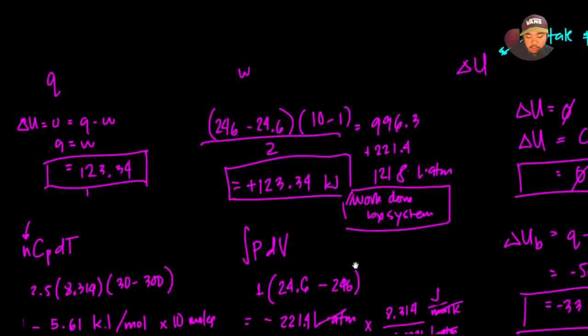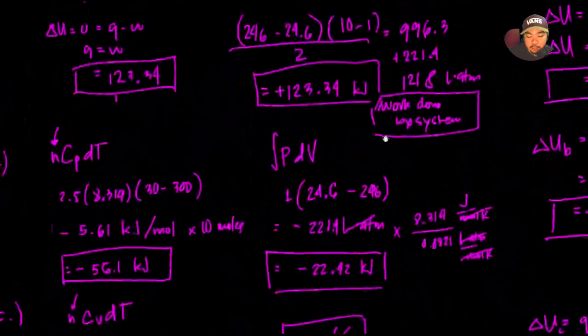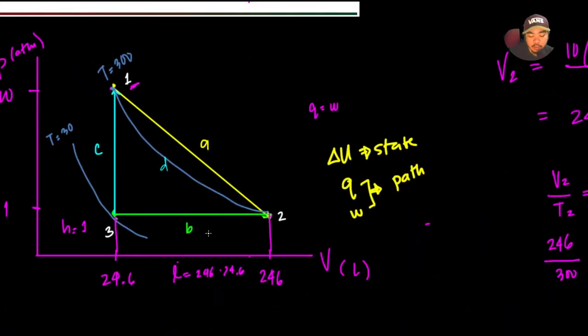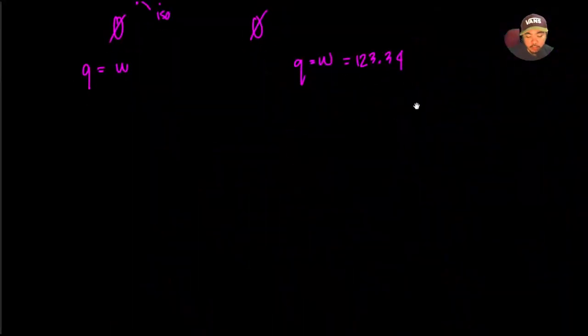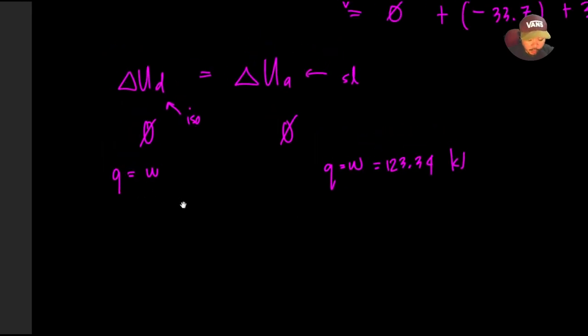Ang na-compute natin is 123.34. So we can prove na if the graphical approach is correct, no? Graphical approach is correct, dapat yung makukompute natin na Q and W for the isothermal path, ito, yung makukompute natin dyan, should be lower than this 123.34 kilojoules na value, no? Okay? So, compute natin.